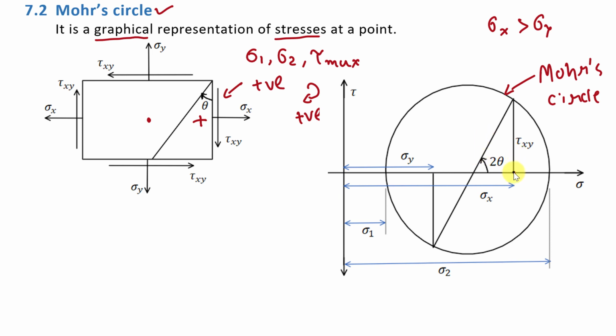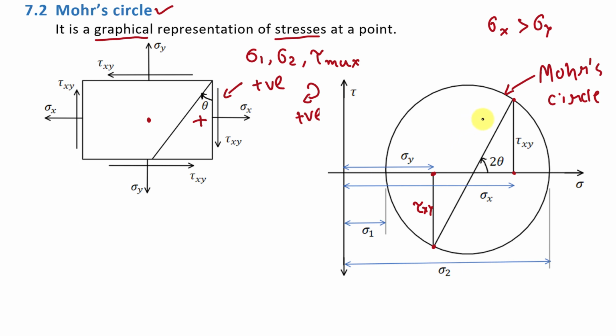Here this point is sigma x, meaning normal stress in x direction. Here this point is normal stress in y direction, that is sigma y. Here this distance is tau xy, and similarly here this distance is tau xy. When you join these 2 points by a straight line segment, you will get this angle as 2 theta. Here this plane is at angle theta, but in Mohr circle you will get that angle as 2 theta, meaning it is double of this theta angle.